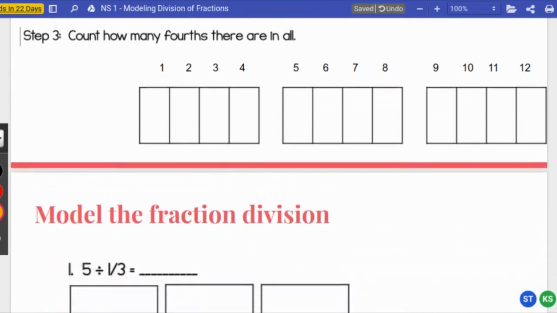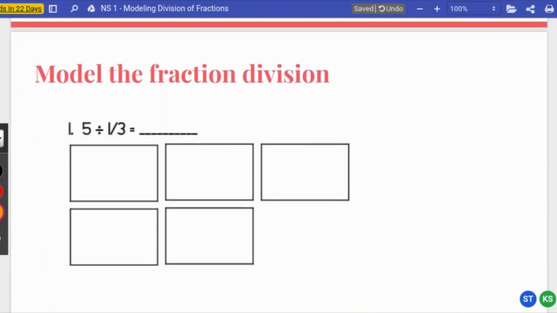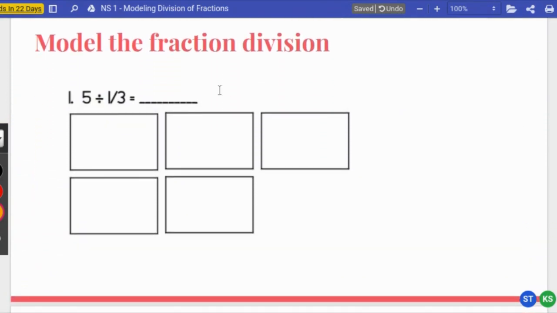Okay, let's give it a shot on our own. So we're going to start right here with 5 divided by 1/3. So what that means is that we have 5 wholes. So you can see my 5 rectangles, and we're going to divide each of those into thirds, and then we're going to count up how many thirds there are.